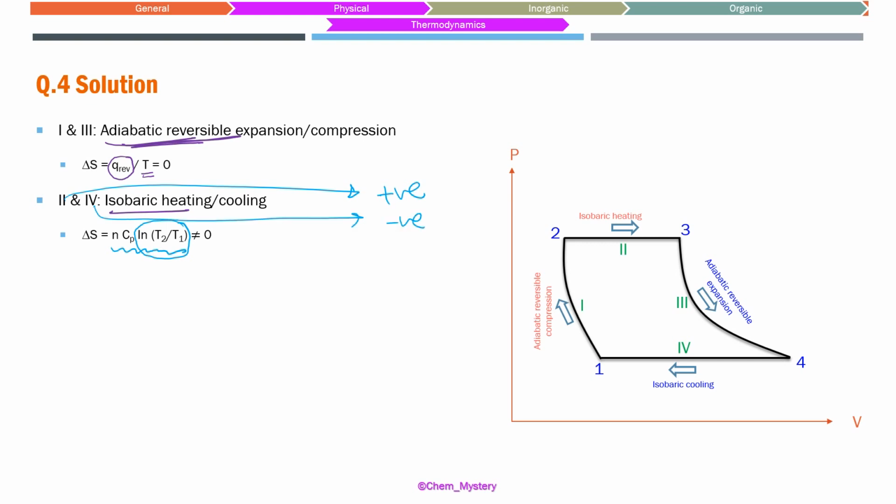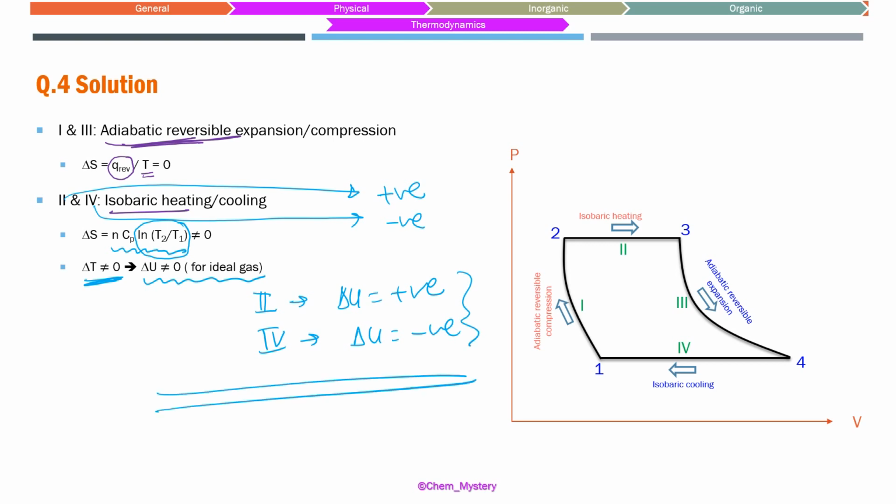In the second and fourth processes, heating and cooling are taking place. Because delta T is not 0 for processes 2 and 4, delta U also cannot be 0. For the second process, where heating takes place, delta U is positive, and for the fourth process, where cooling takes place, delta U is negative. That's how only option B was correct, where the first and third processes have delta S exactly 0, and all the other options given were wrong. That's all in this section.